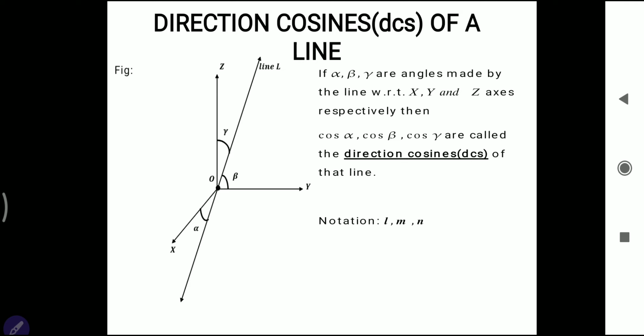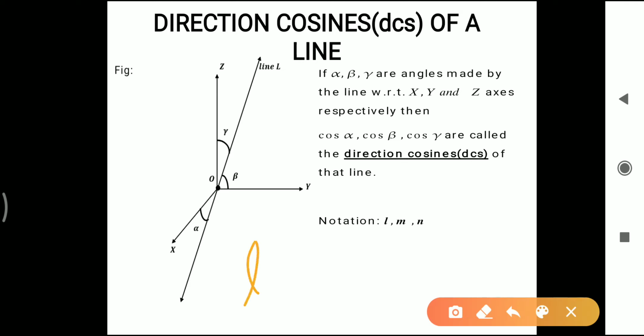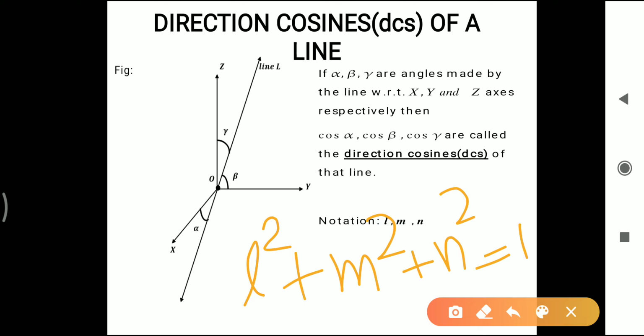Generally, the direction cosines are denoted by the letters l, m and n. And the very important thing that you are supposed to remember, and this is a very important note, is that l square plus m square plus n square is always equal to 1. This is a property of direction cosines.